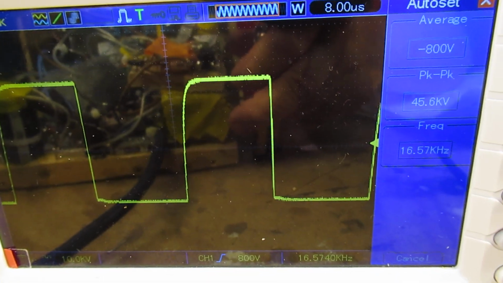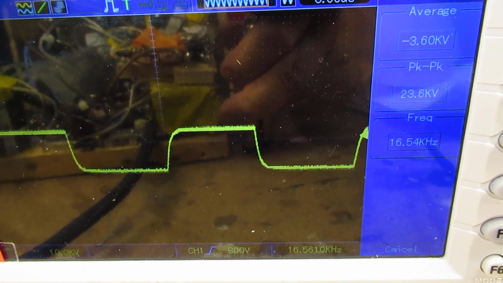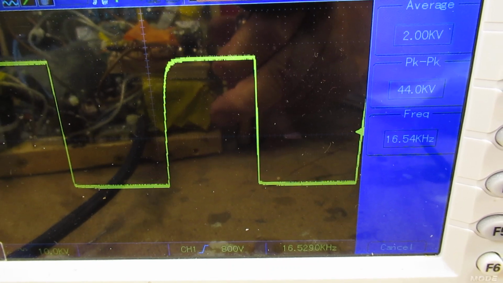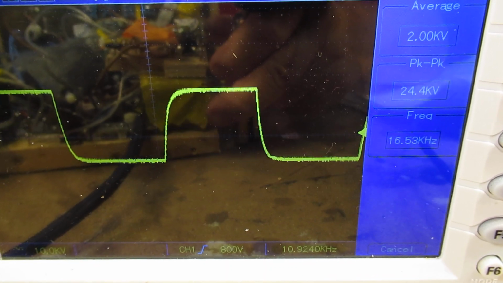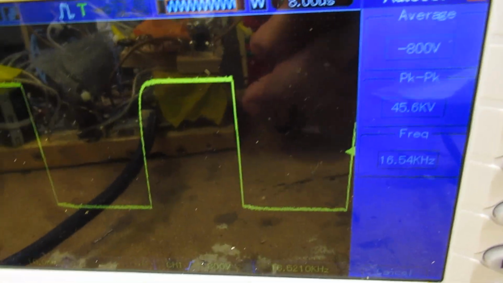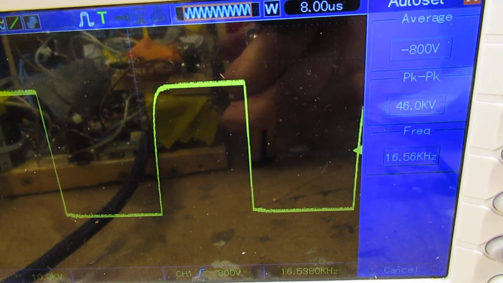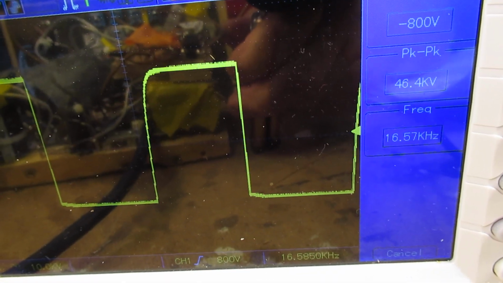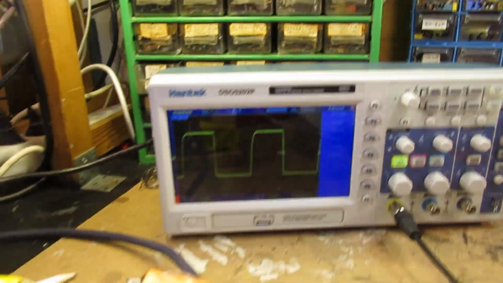Change the output level, and we see a small deterioration of the waveform. That's completely logical. But the waveform is very pure at 16 kilohertz. And well, change again the frequency switch.